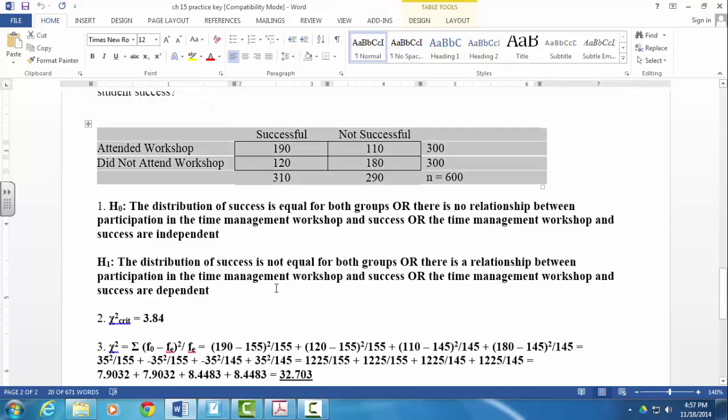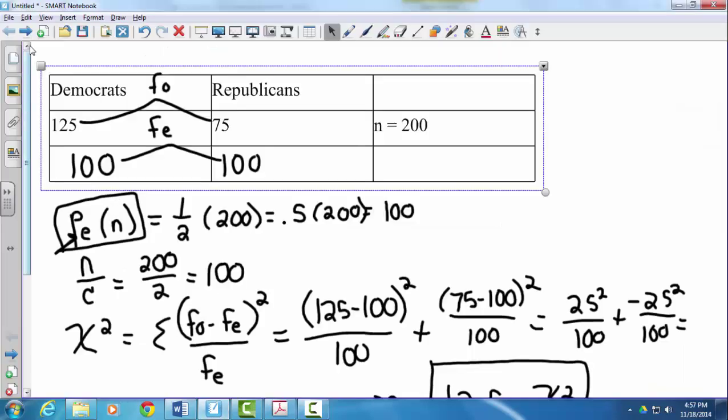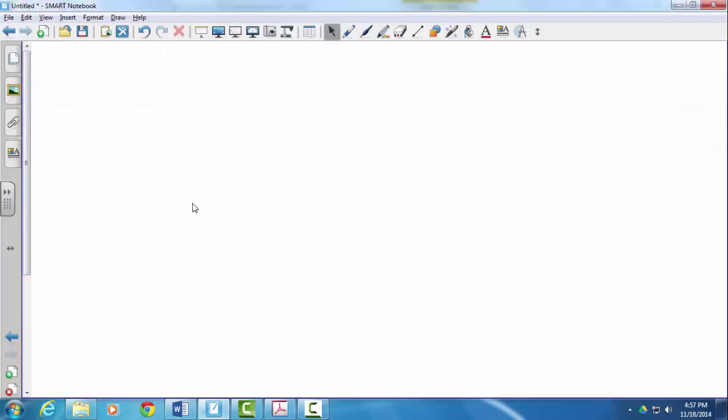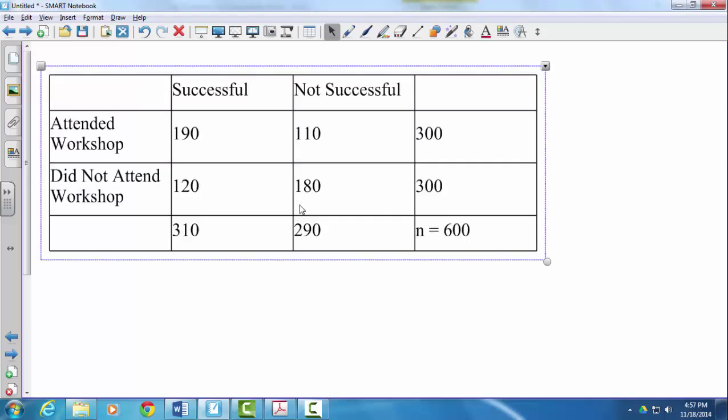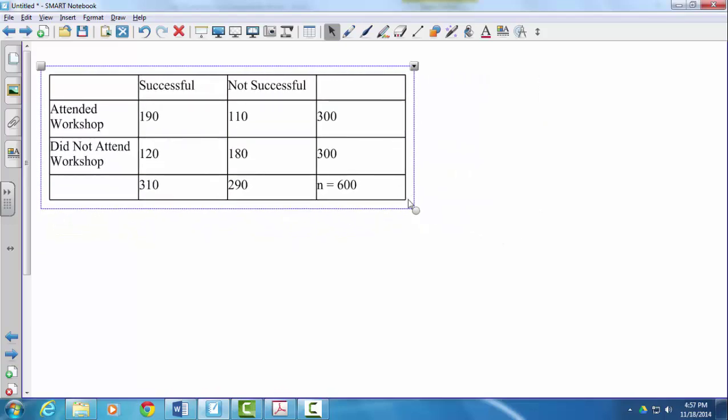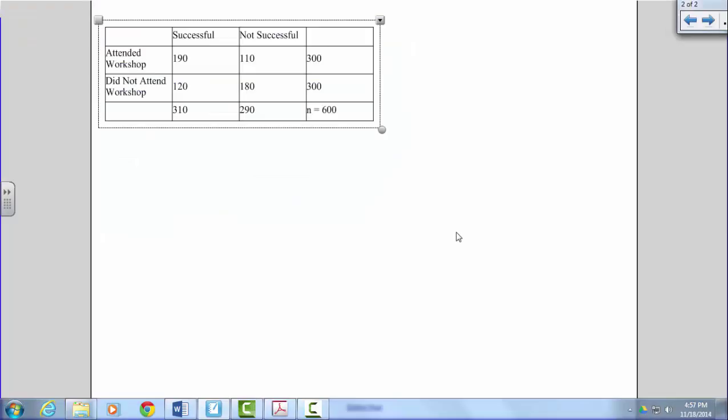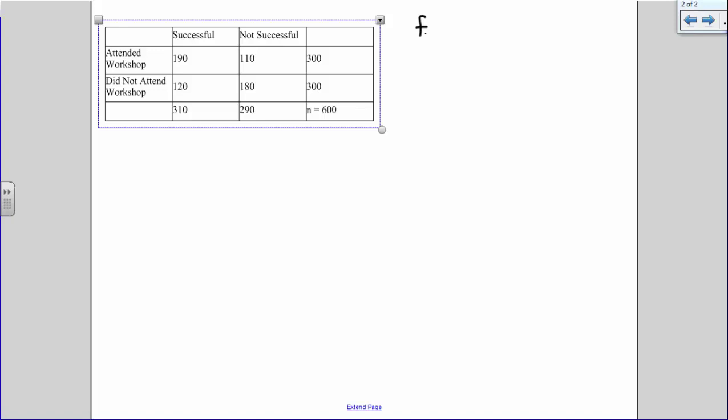So I'm going to go ahead and steal this data and put it into a notebook page so I can manually go through the calculations for you. All right, I'm going to make this a little bit smaller too. Okay, so now I need to find my expected frequencies. And I'm going to go ahead and use the formula that looks like this. So the frequency for the column times the frequency for the row divided by the sample size. And in all these cases, my sample size is 600. So that'll be constant for all of these calculations.